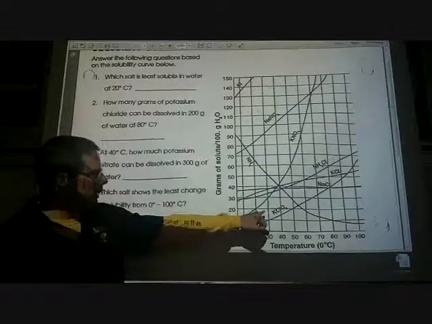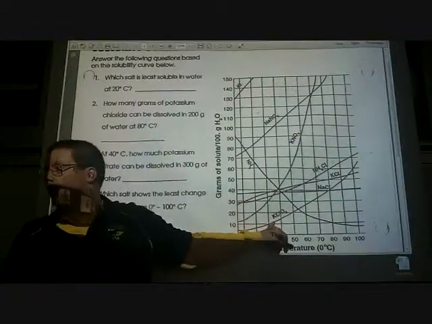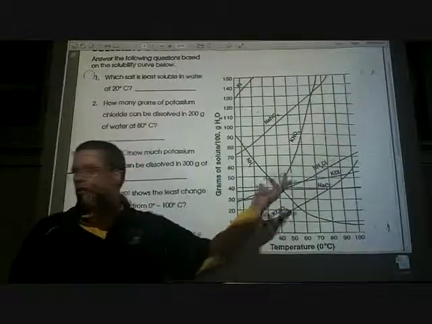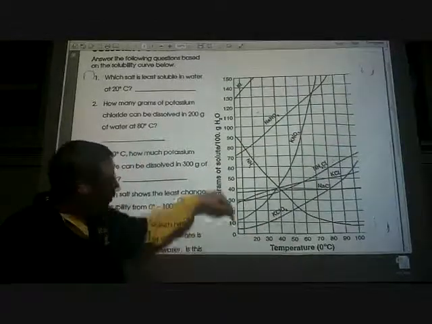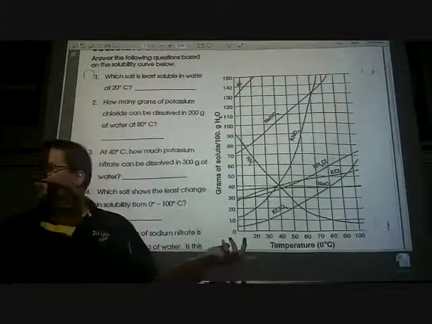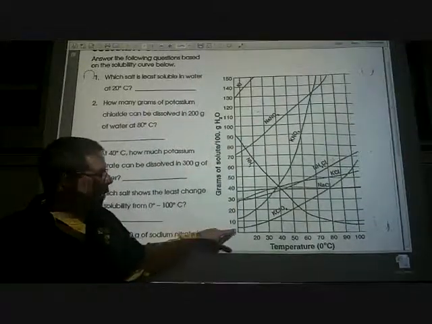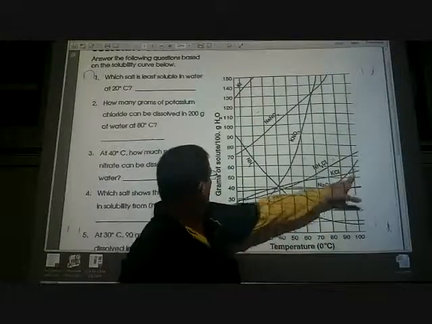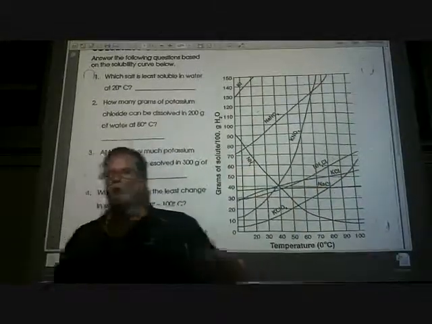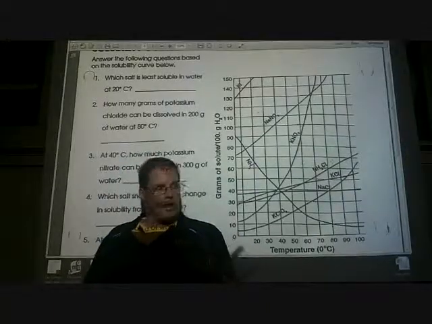In other words, like looking at this bottom one here, KClO3. I can't really tell if that's a 3 or 4, but we'll assume that's potassium chlorate. So at 0 degrees, we have about 4 or 5 grams that can dissolve. However, at 100 degrees, we can get almost 60 grams to dissolve. So as you increase the temperature, you increase the solubility for most things.